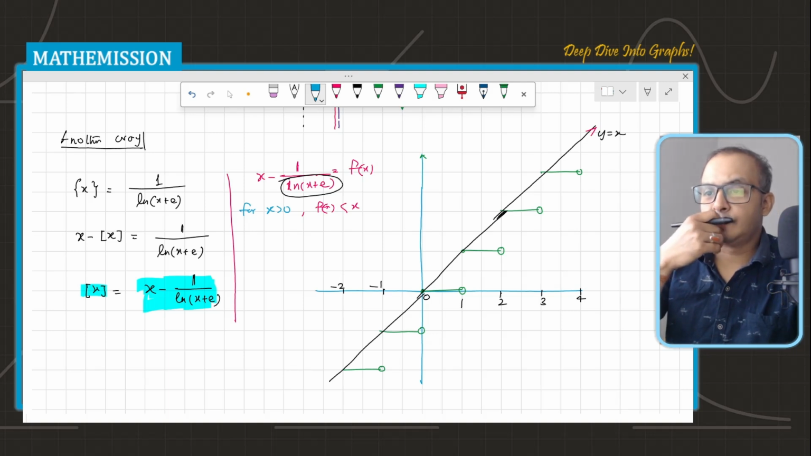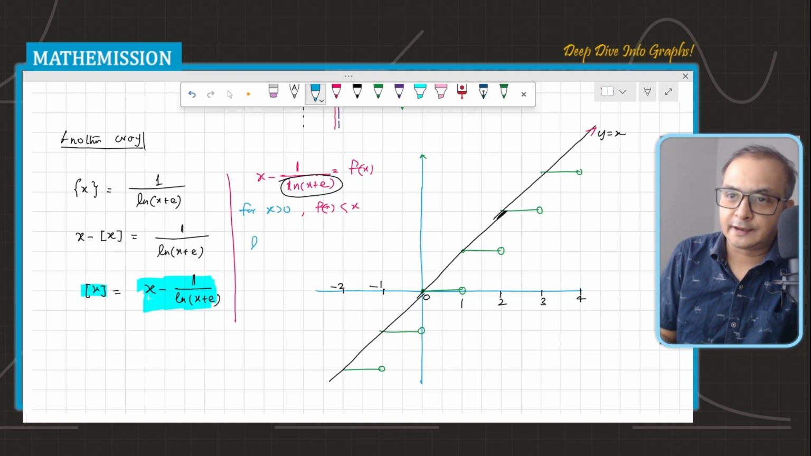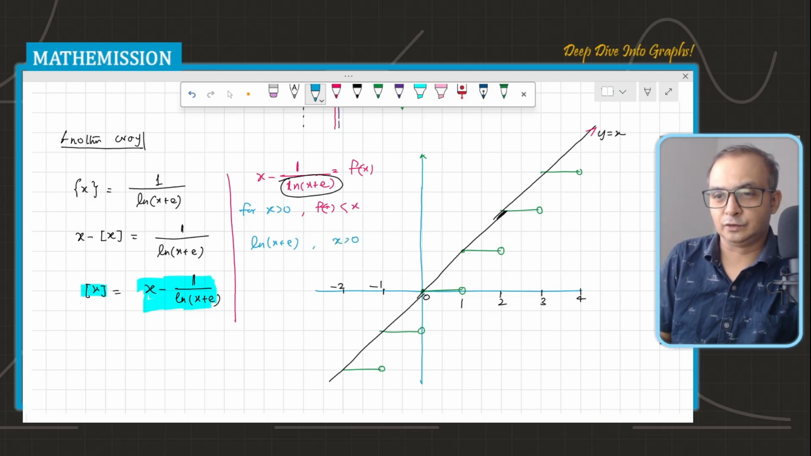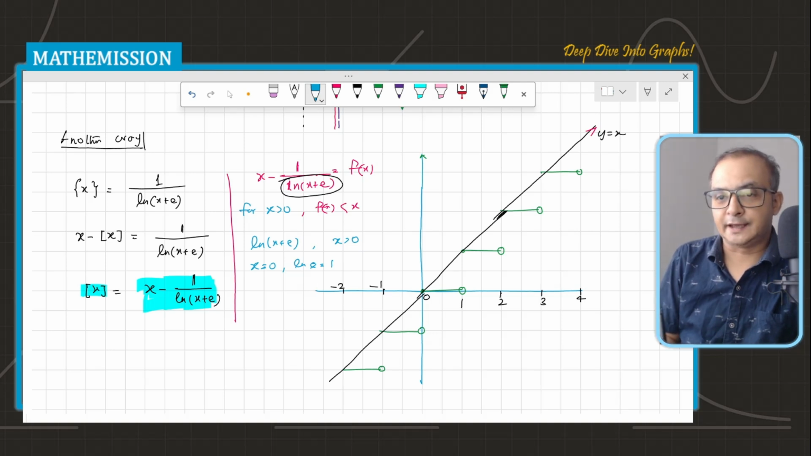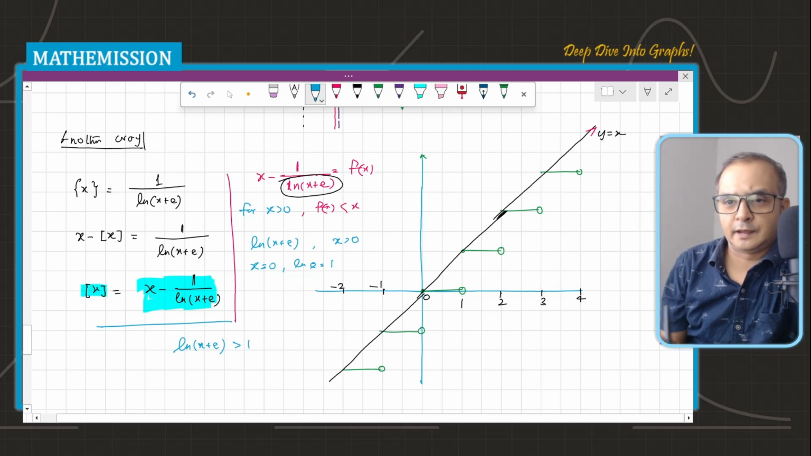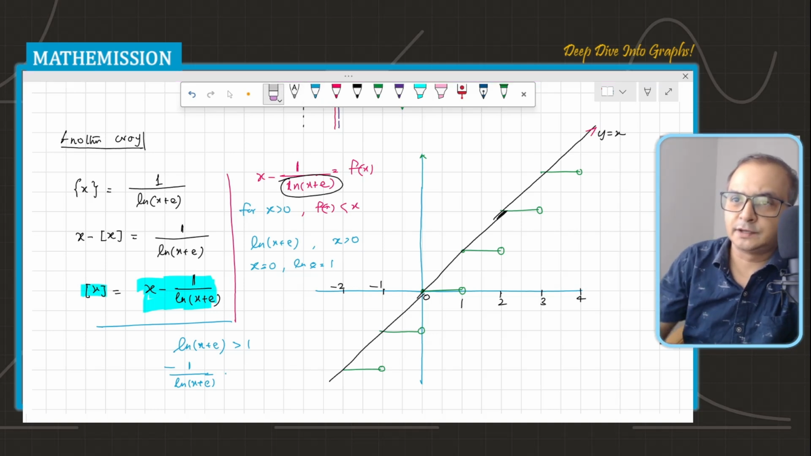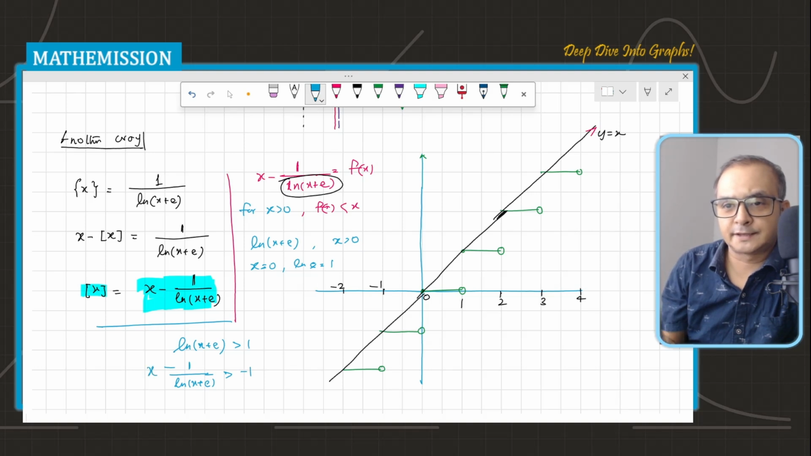And when I have this thing ln(x plus e), you can see that at x equals 0, this value is 1. Log is 1. It means I can say that ln(x plus e) is greater than 1, and when I take the reciprocal, 1 by ln(x plus e) is lesser than 1. When you take a minus sign, the sign of inequality gets reversed, and when I add x, I will have x minus 1 by ln(x plus e) is greater than x minus 1. So for any x greater than 0, this is true.